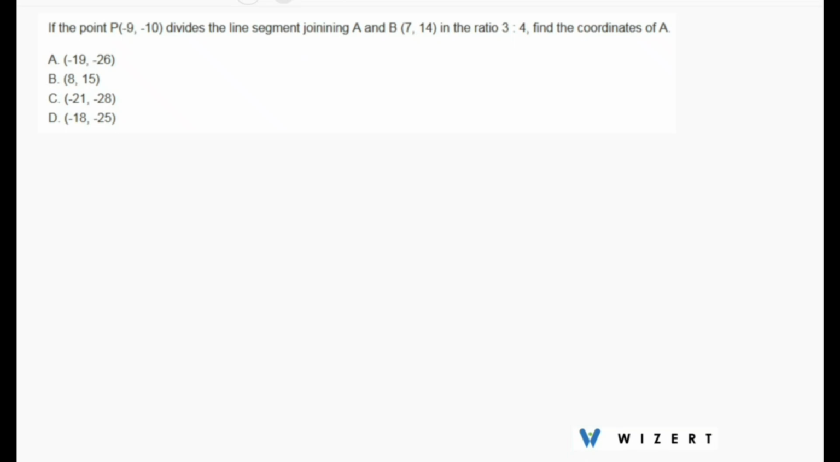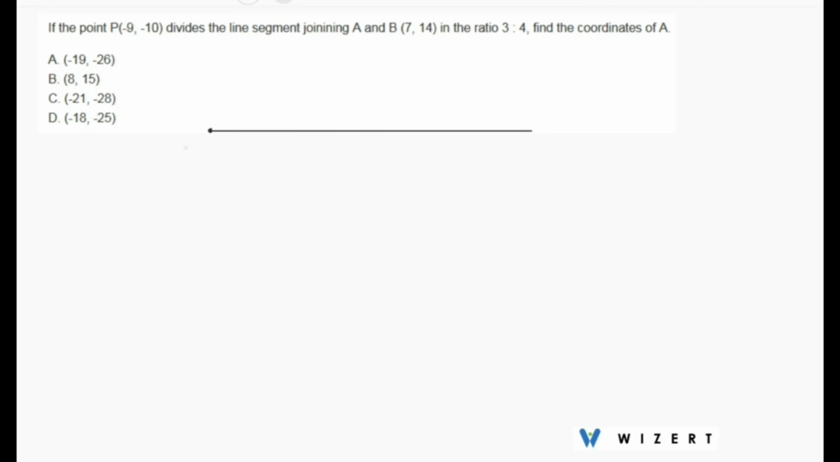We have this question here. If the point P(-9, -10) divides the line segment joining A and B(7, 14) in the ratio 3:4, then find the coordinates of A. So we can use the formula for ratio here. Let's assume this is the required line.